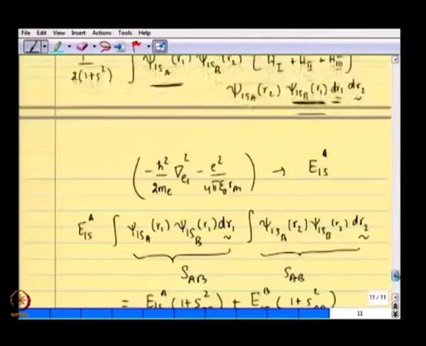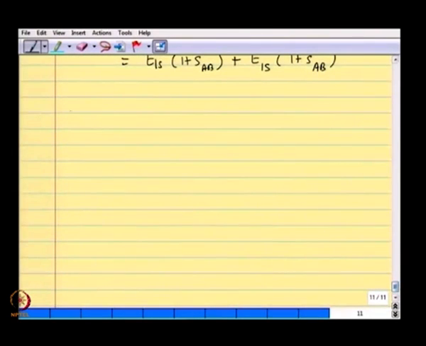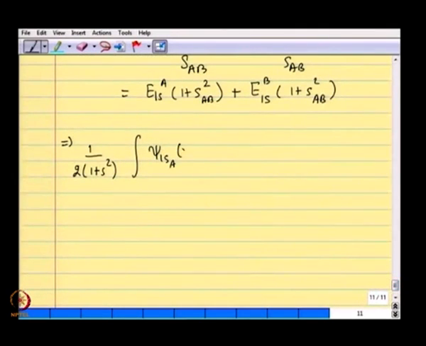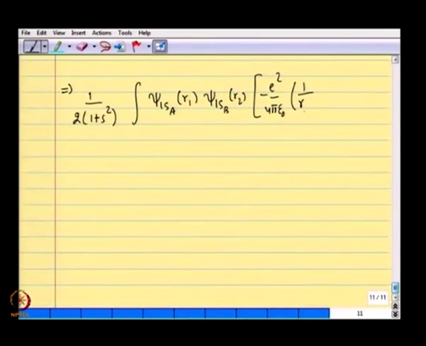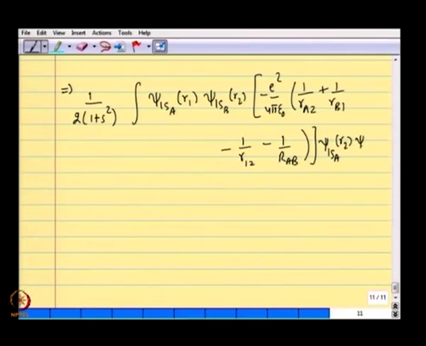And the last term that we are left with, namely term 3, let us write that out, is 1 by 2 into 1 plus S square, integral psi 1s a r 1, psi 1s b r 2, with minus e square by 4 pi epsilon naught, 1 by r a 2 plus 1 by r b 1 minus 1 by r 12 minus 1 by r ab, all of this acting on psi 1s a r 2, psi 1s b r 1, d r 1, d r 2.